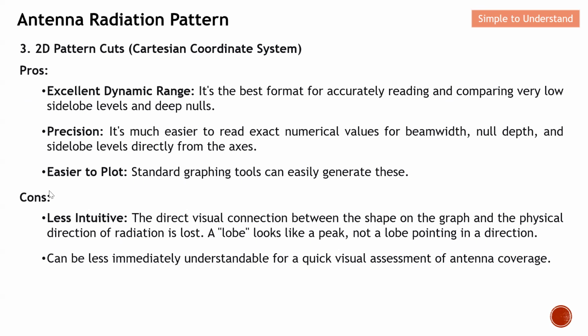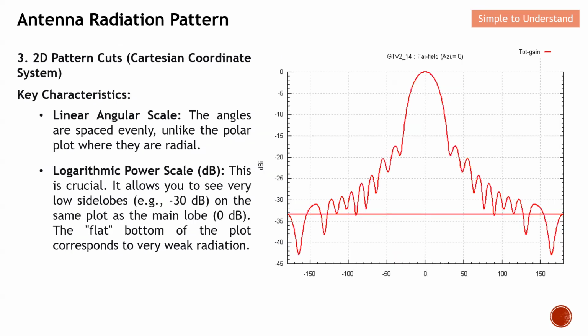Coming to the negative portion, basically it is less informative. The direct visual connection between the shape of the graph and the physical direction of the radiation is lost. A lobe looks like a pit, not a lobe pointing in a direction. For example, from this graph here, you probably cannot tell which direction they are actually pointing at. You lost the information, or for example, you probably are not able to tell how directive this antenna is. Basically, this is the limitation when you look at a 2D pattern cut with the Cartesian coordinate system here.